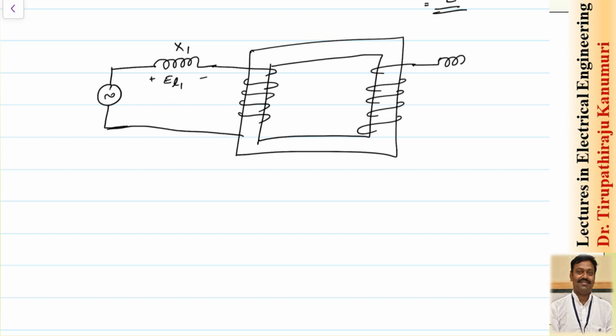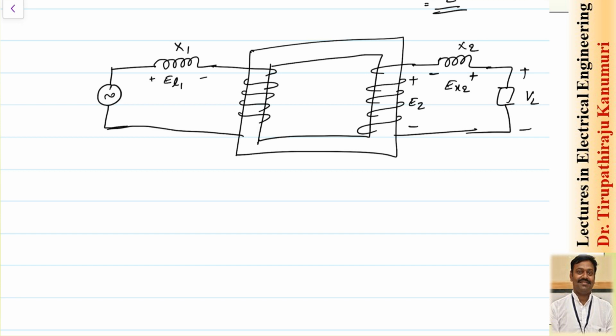On the secondary side, whatever the drop is there, I am representing by a reactance X2, and this will be connected to the load. Now, again applying to the second side, there will be E2 that is induced. Let us assume this is the polarity of E2. In the same way, the same polarity, this also will have EX2, and this will be my terminal voltage, that means the load voltage VL.